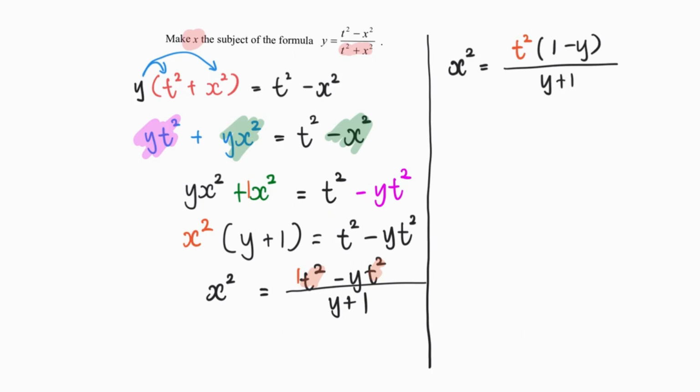And finally, you can see that there's an x squared here. So remember that if we only want the value of x, what do we do? Yes, we have to square root the whole thing, and because we do not know what x represents, we have to take into account both the positive and negative values of x.